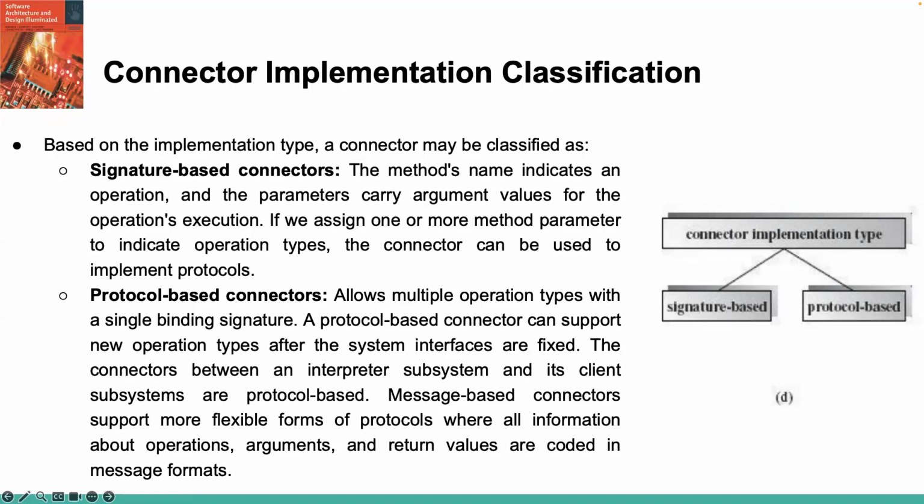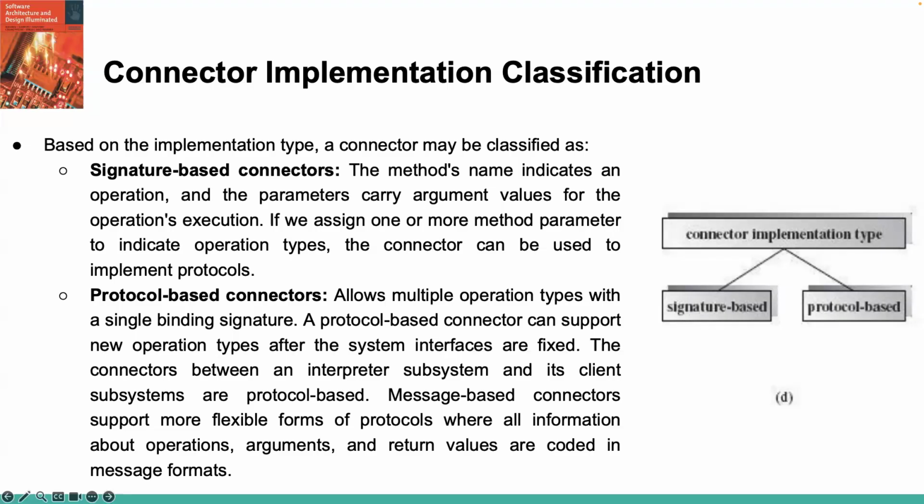For example, if we have a method named place order with order type and details, if order type equals pizza, then we order a pizza with details, and if the order type is drink, we order drinks. This makes the connector a bit more flexible by using parameters to indicate operation type, but the overall method is still quite rigid in its purpose.